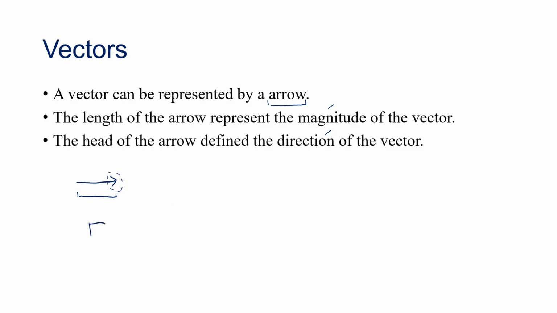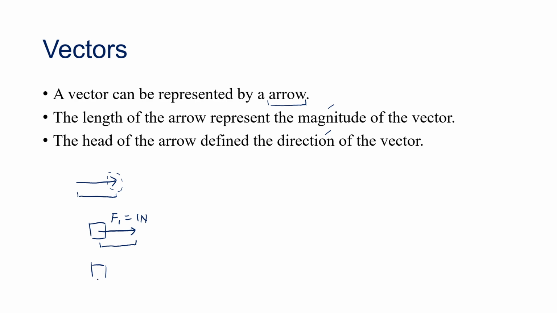For example, we have an object, right? We apply a force. Let's call this force F1. You can see the arrow is pointing here, so we apply the force in this direction. And let's say F1 is equal to 1 Newton. This is the magnitude of the force. So the length of the arrow will represent the 1 Newton.